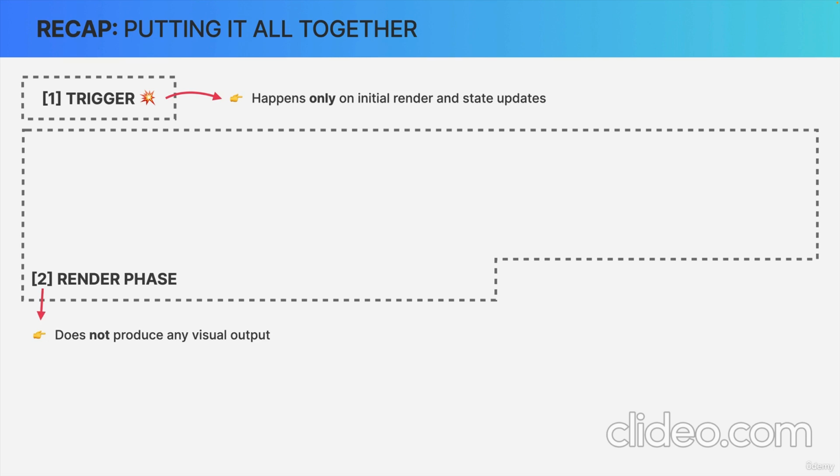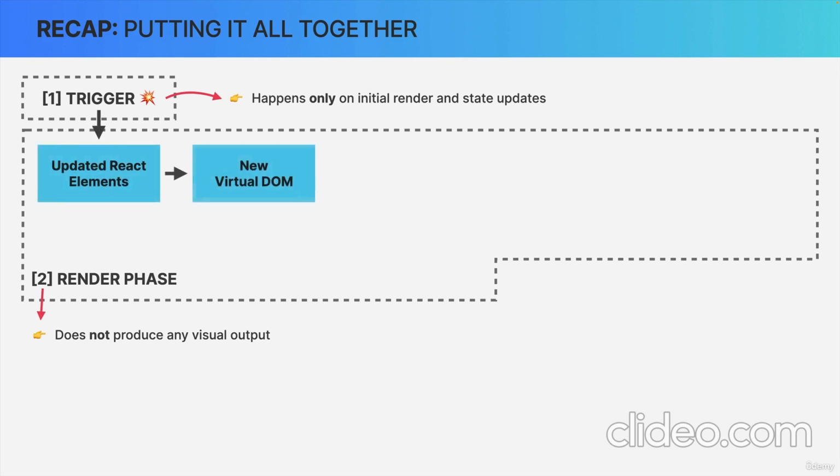This will create one or more updated React elements which will be placed in a new virtual DOM, which is actually simply a tree of React elements. Now, what's really important to remember about this process is that rendering a component will cause all of its child components to be rendered as well, no matter if props changed or not. This is because React doesn't know whether children have been affected by the parent re-rendering or not.